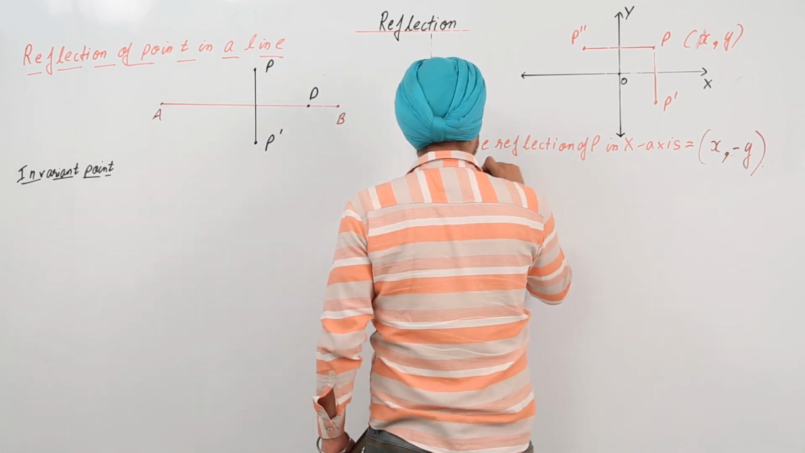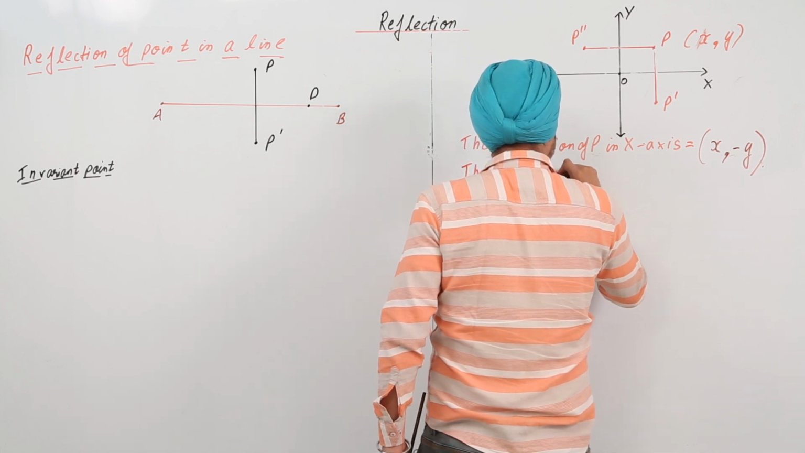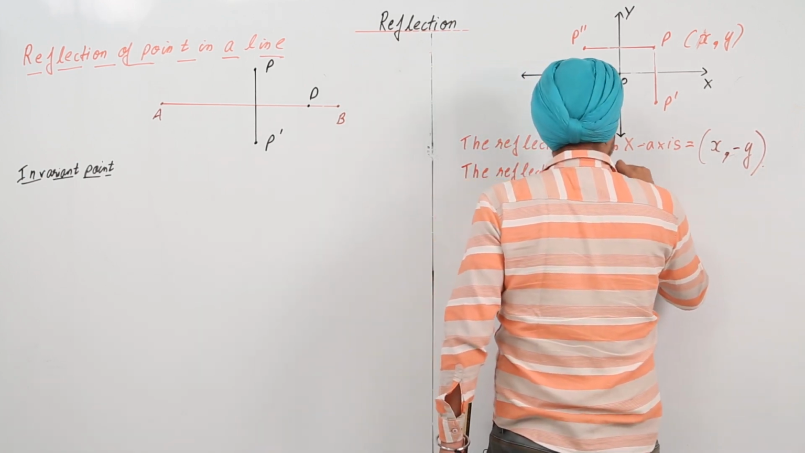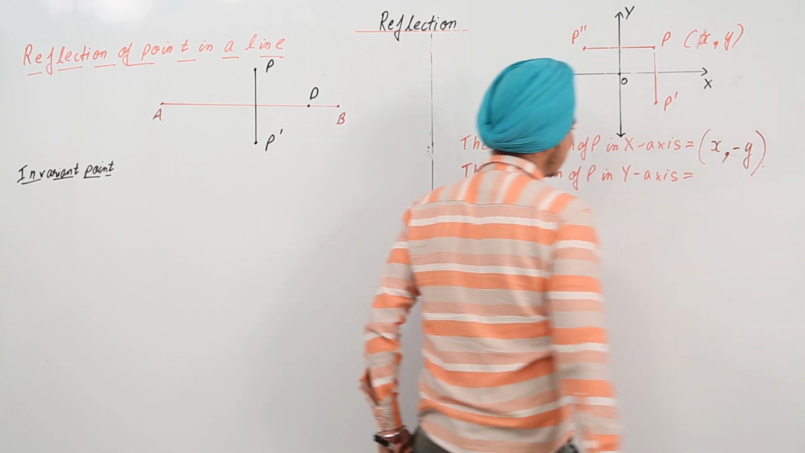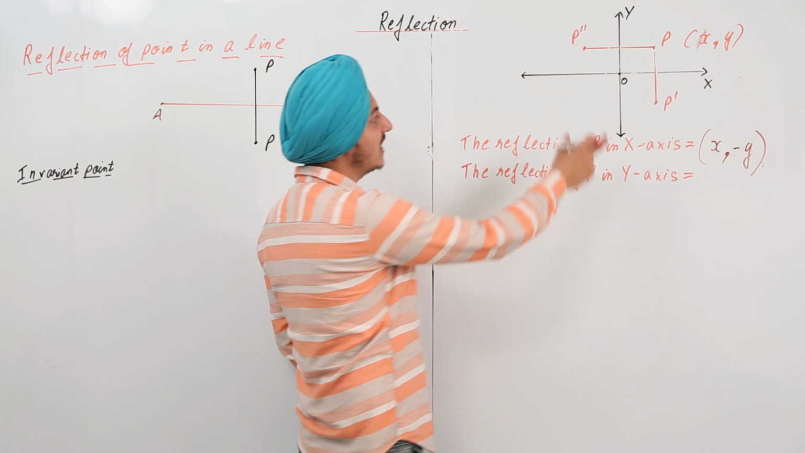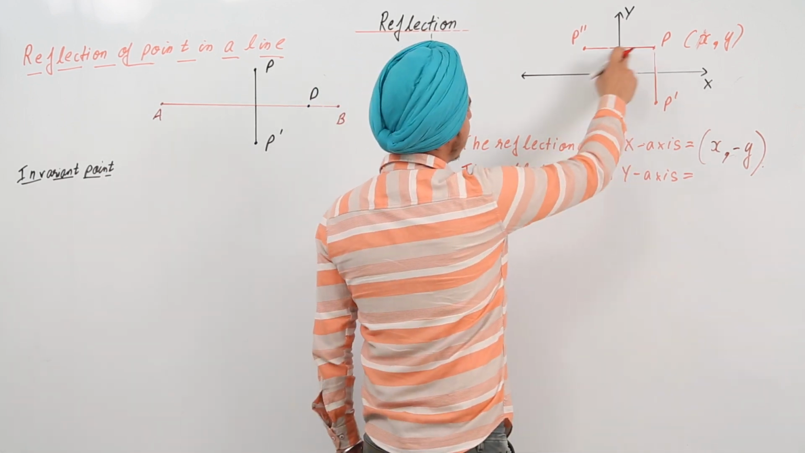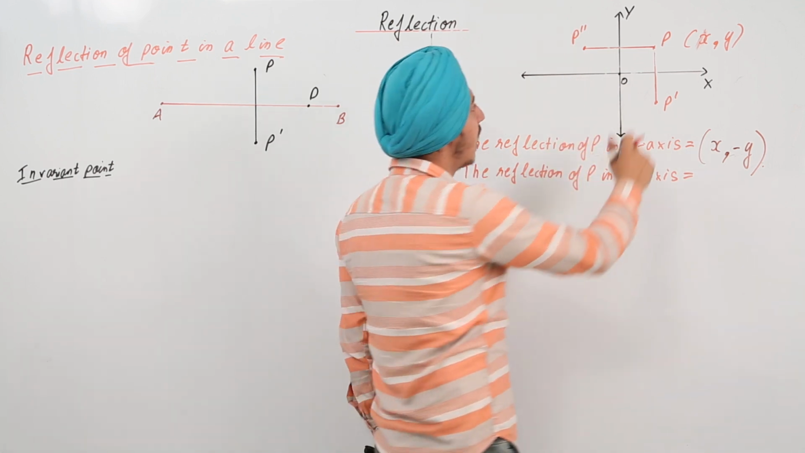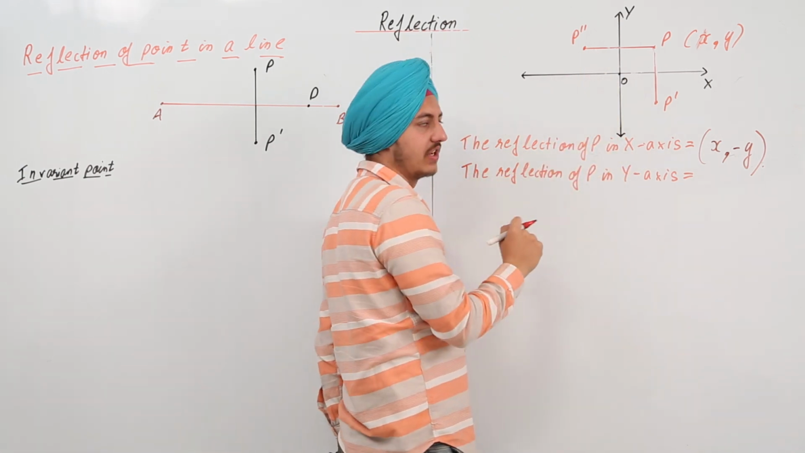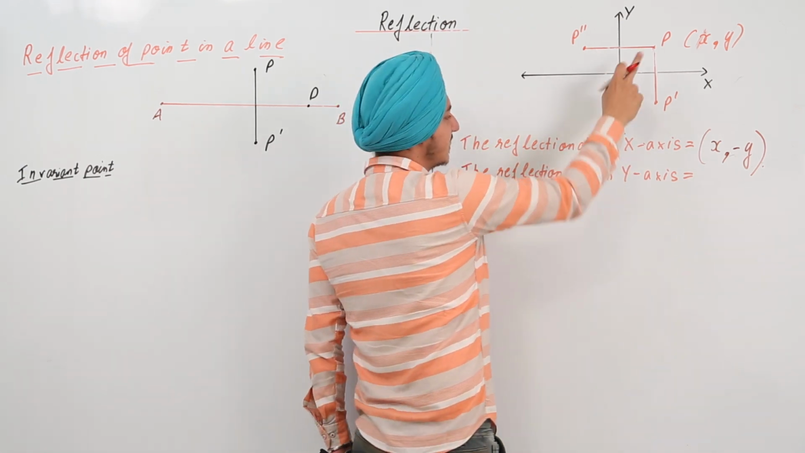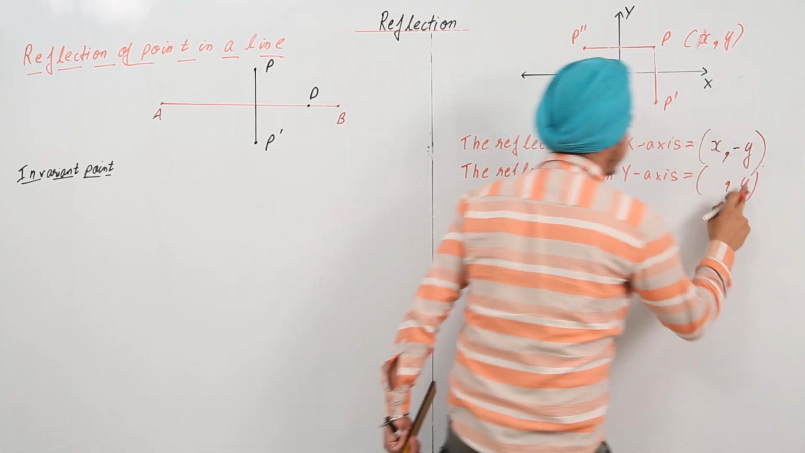So let's find out the coordinates of the reflection of any point in y-axis. Now tell me, the x coordinate for this point and this point would be different, right? How do you find the x coordinate? Draw a perpendicular on the x-axis. So this coordinate and this coordinate is different, but the y coordinate is the same, right? So the y coordinate remains same.